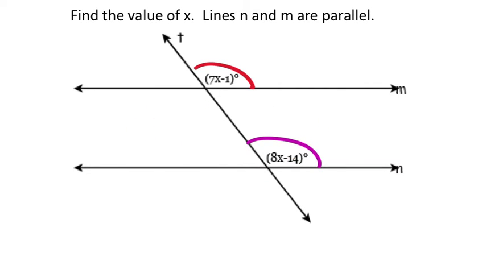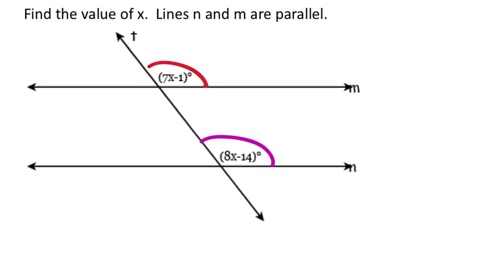It's on the sandwich between the two parallel lines. So they're not alternate exterior angles, and they're not alternate interior angles. So that leaves us with corresponding. Are they corresponding? Well, 7x minus 1 from this intersection is up and to the right. 8x minus 14 in purple is up and to the right. So they're in the same position at different intersections, which tells me that these two angles we're looking at right here are corresponding angles.